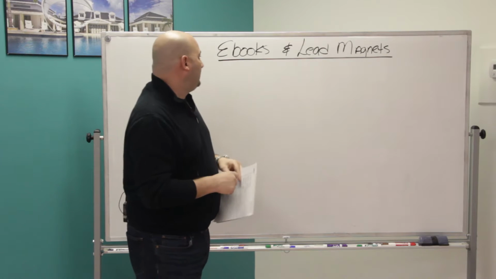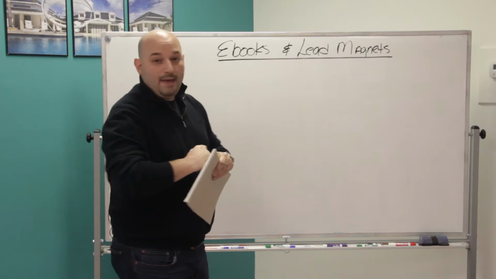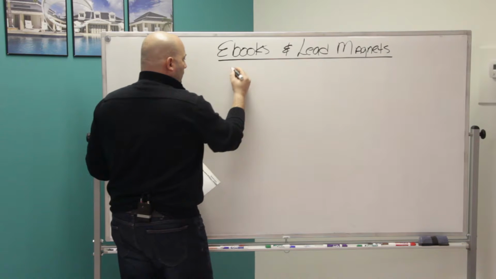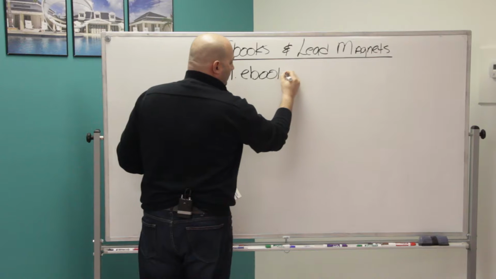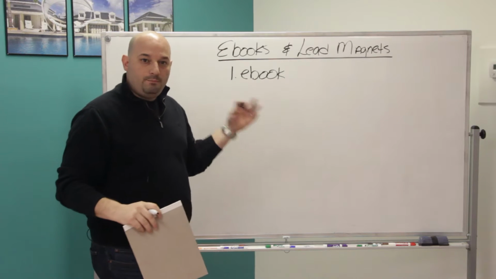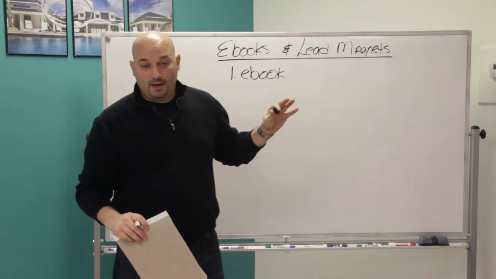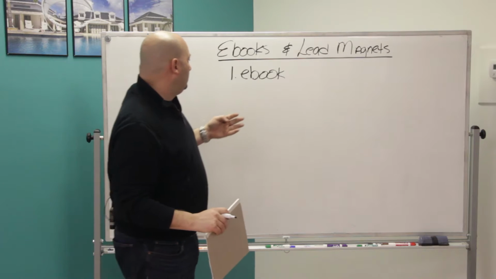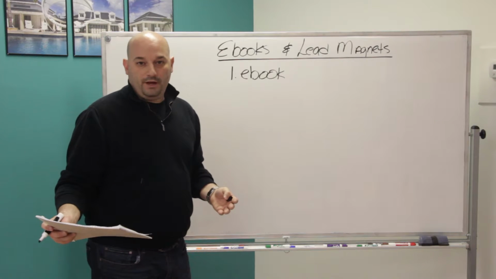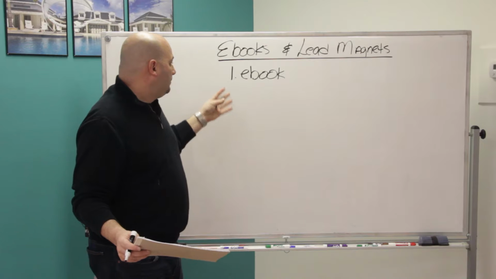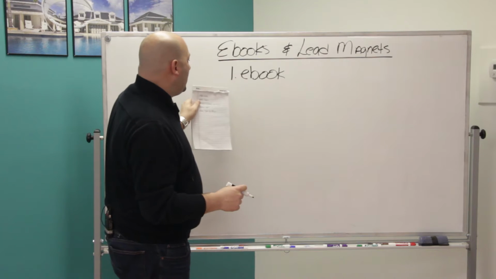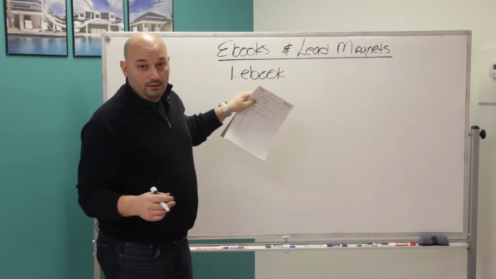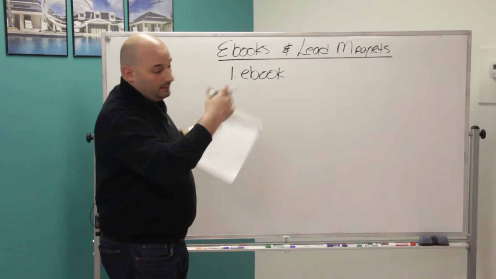Now, let me give you some examples of what a lead magnet can be. Number one, of course, it could be an ebook. This is probably one of the most popular things that people give away in exchange. The ebook has to be worth their while or it's not going to work. But this is a really, really popular option for people. And by the way, this would be a free ebook that you would write and give away.